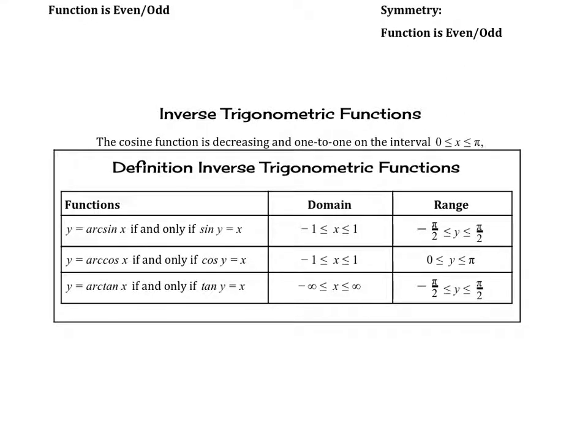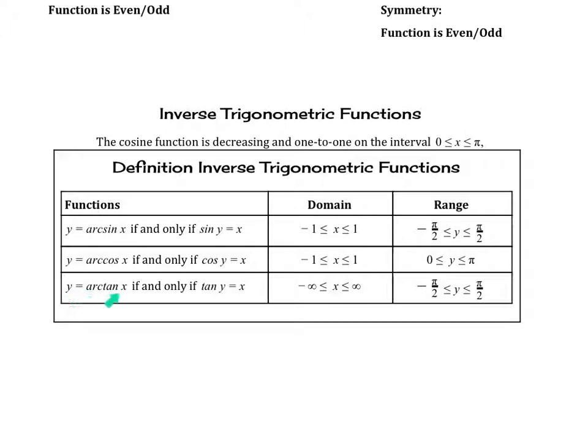So now let's look at the definition of inverse trig functions after looking at the graphs. You have to remember that y equals arc sine of x if and only if sine of y equals x. So the domain for arc sine is between -1 and 1 because it flips. The range is between negative pi over 2 and pi over 2. For arc cosine, the domain is the same, right? -1 to 1. And then the range is different. It's between 0 and pi.